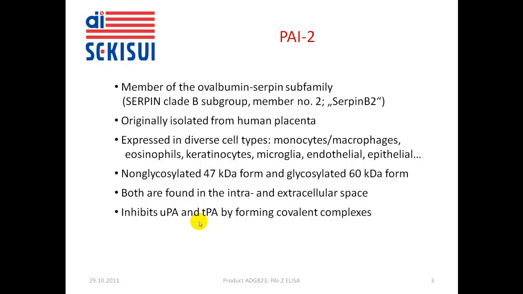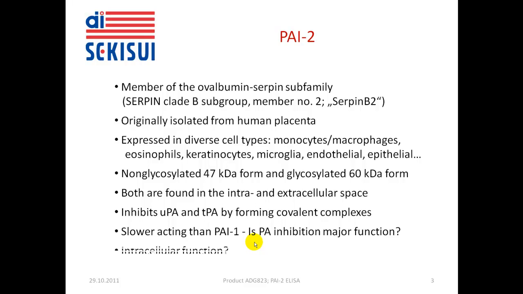PAI-2 inhibits uPA and tPA by forming covalent complexes. This was also the reason why it was called Plasminogen Activator Inhibitor Type 2. But PAI-2 is a slower acting inhibitor for plasminogen activators than PAI-1, and this raised the question whether plasminogen activator inhibition is the major function of PAI-2.